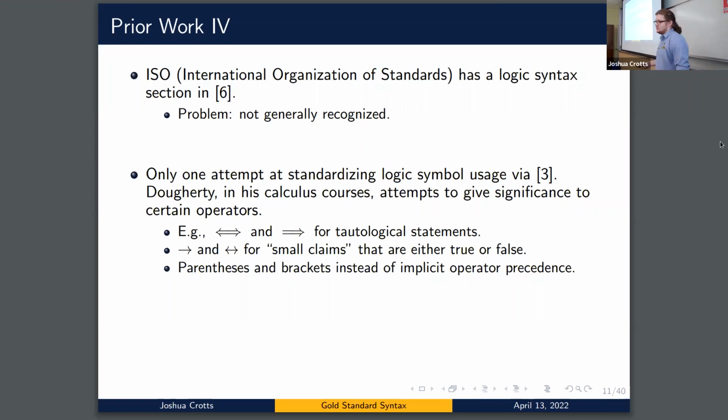And it was by this researcher for his calculus classes. What he did was use these bold left-right and right arrows for statements that are always true. And he uses these thinner right and left-right arrows for claims that can be either true or false. So it helps distinguish what is a theorem and what can be proven, so to speak. And he also prefers parentheses and brackets instead of the default operator precedence, which is a sentiment we also share. But other than that, there's no attempt to standardize logic syntax.